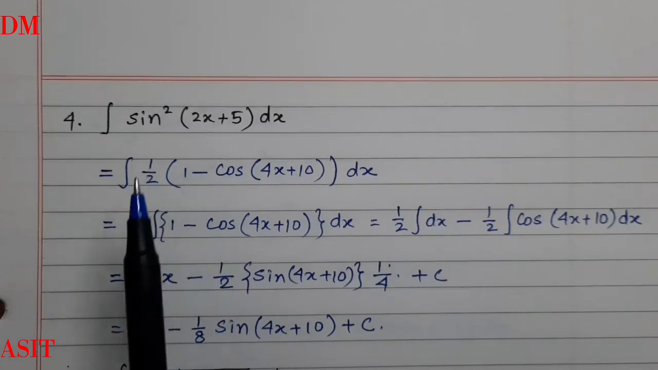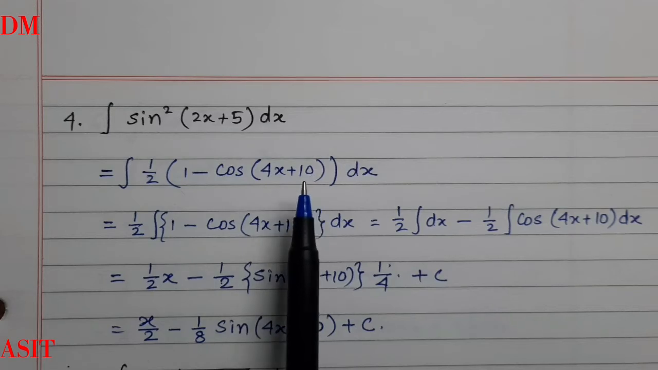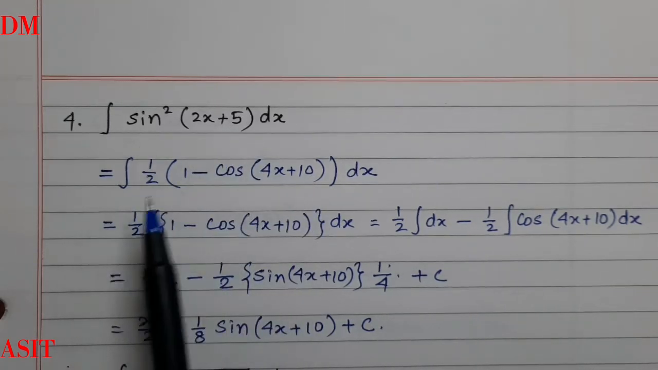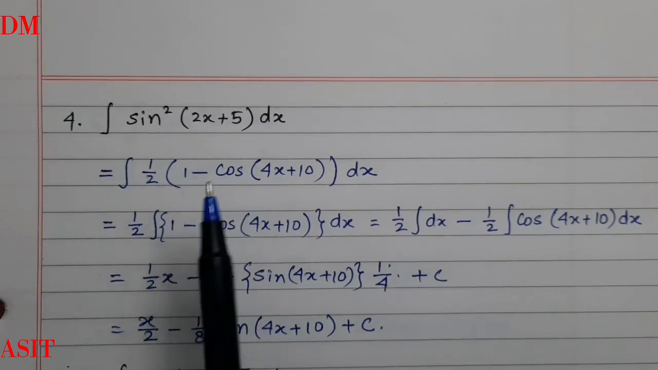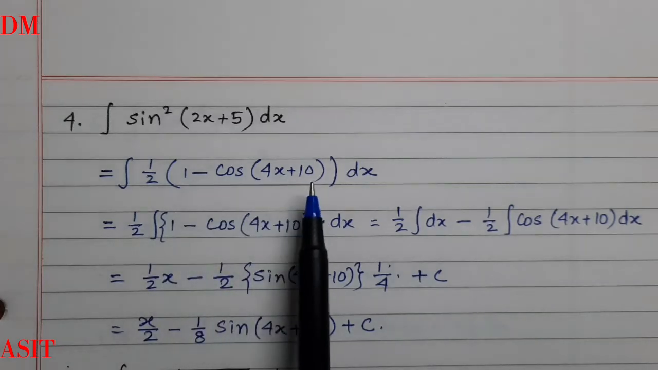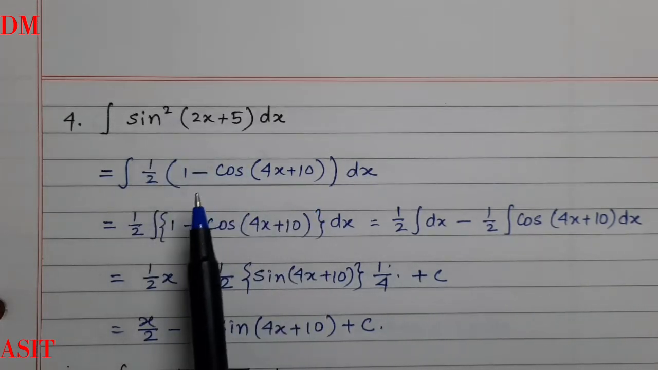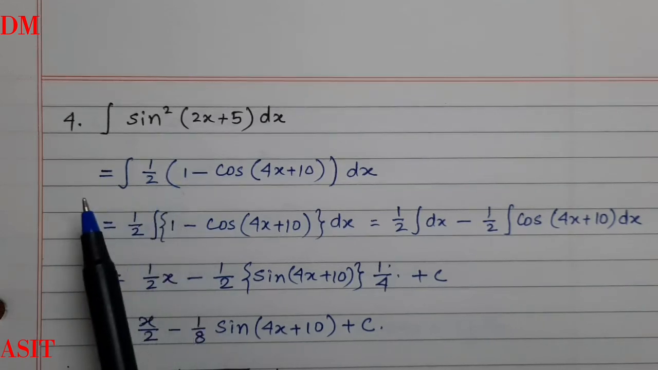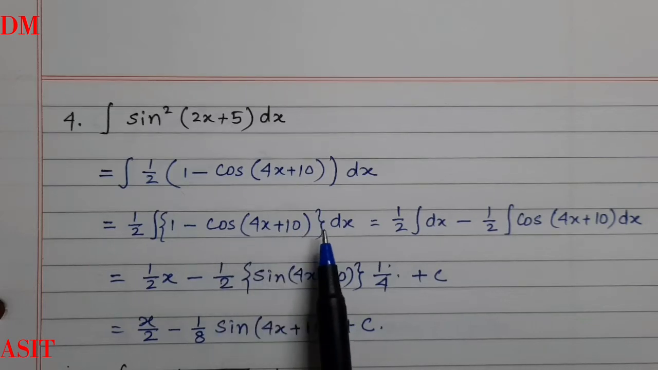So it will be half of 1 minus cos 4x plus 10. So just double the angle. I will give the link of this video in my description. You can go and check. So half of 1 minus cos 4x plus 10, using the multiple and submultiple angles formula. Now this half will come out. So this will be 1 minus cos 4x plus 10.